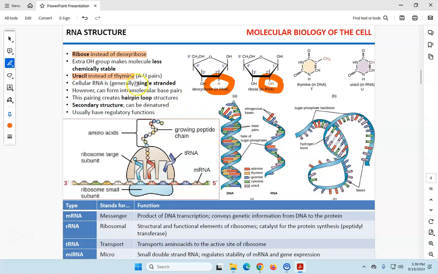Third, RNA is usually single-stranded, but it can form intramolecular base pairing. The structure here is called hairpin loop. Okay.